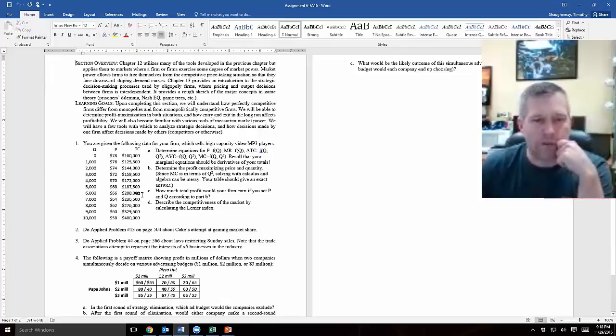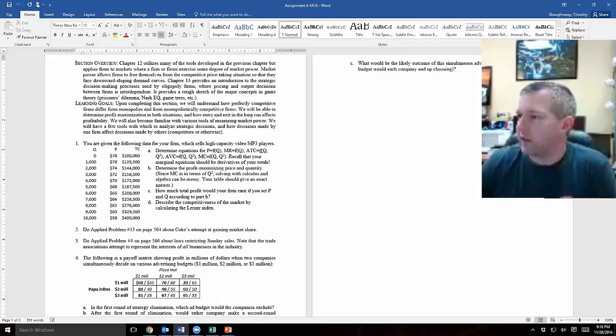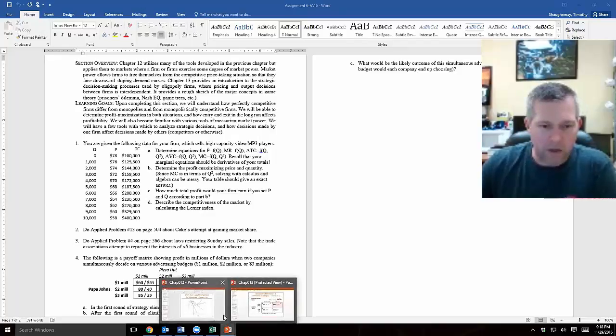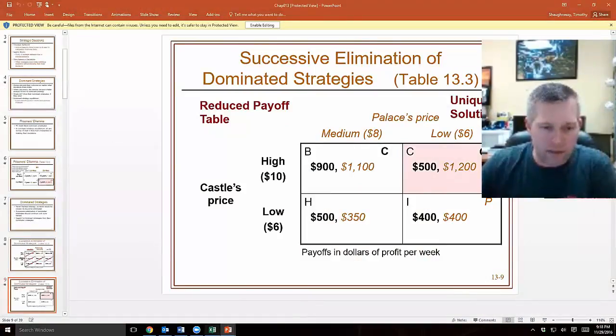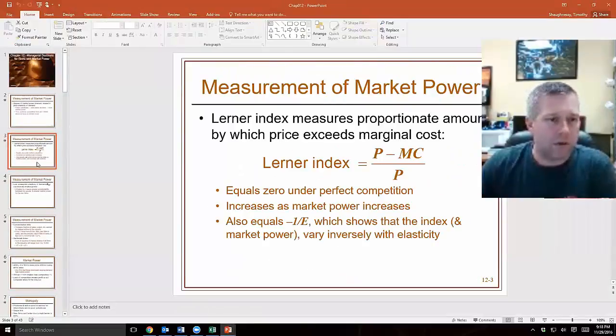C, how much total profit would you earn if you set price and quantity according to part B? So there's lots of ways you could figure out what the total profit would be. And then D, I had a question tonight about describe the competitiveness of the market by calculating the Lerner index. And Benjamin was asking, are we measuring the entire data set for the Lerner index? So I'm going to guess at what I think you were asking, and then if I'm not intuiting your question correctly, you can let me know.